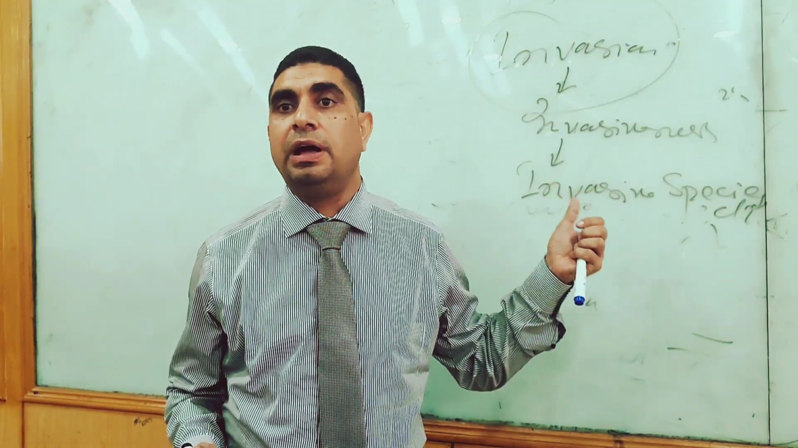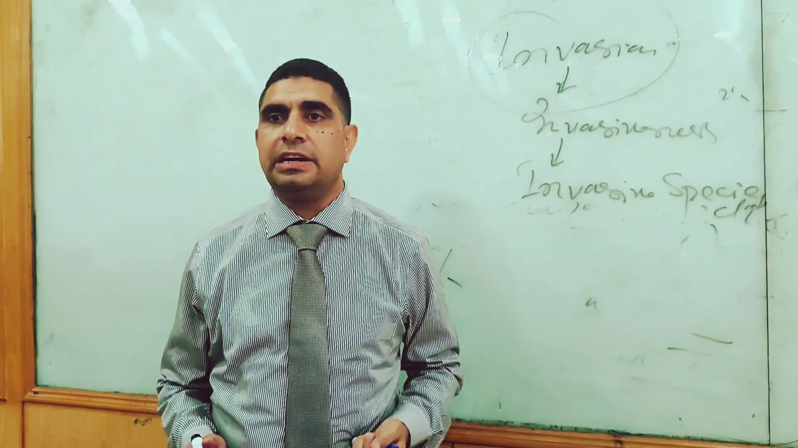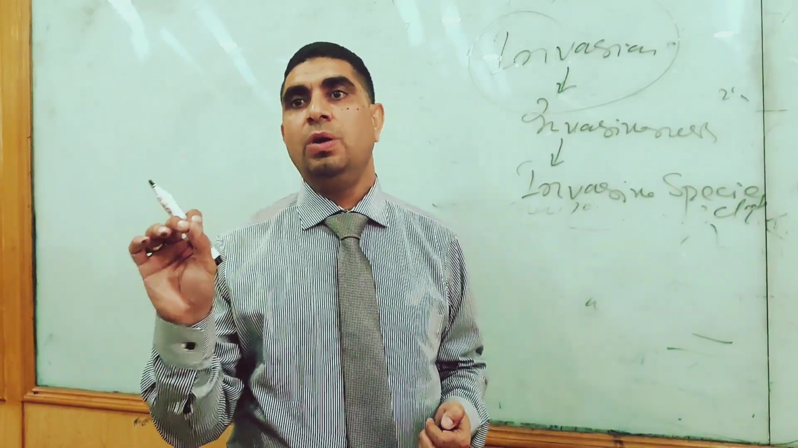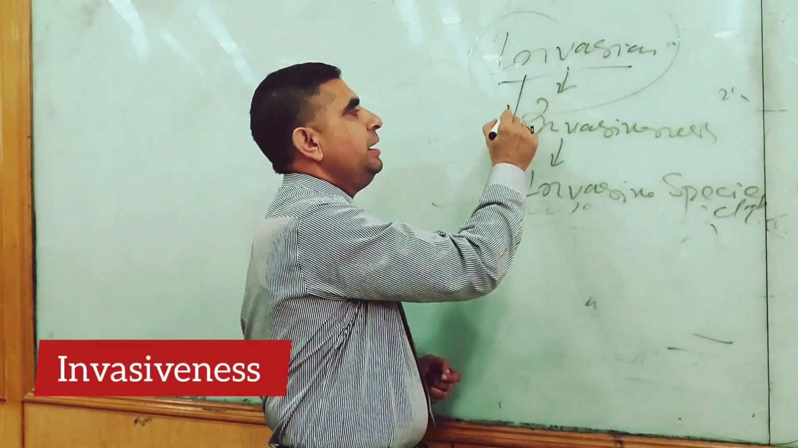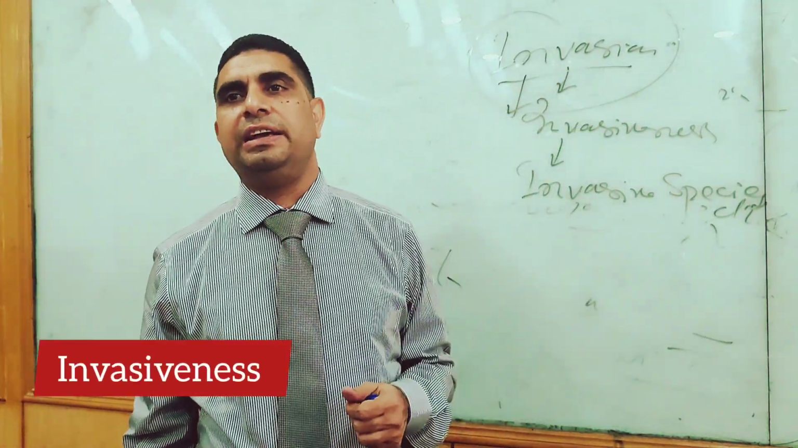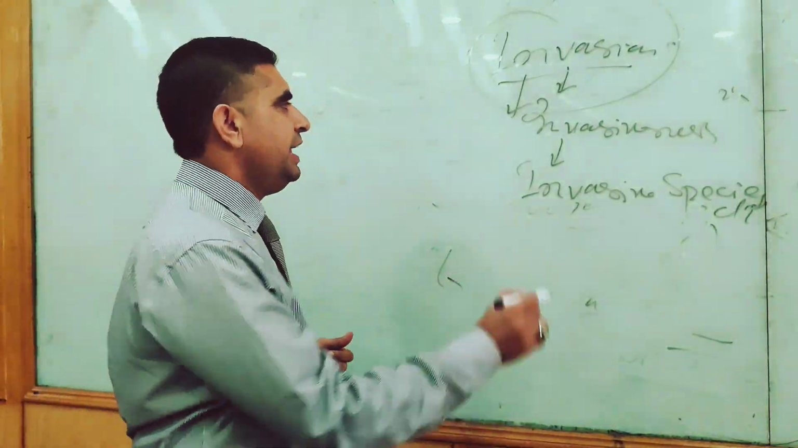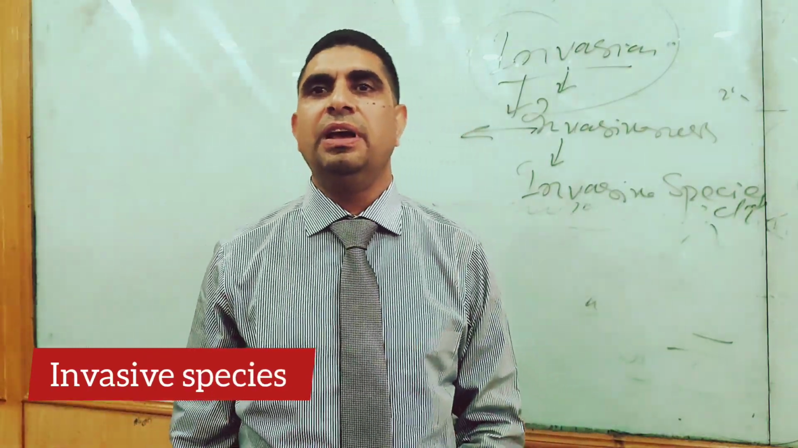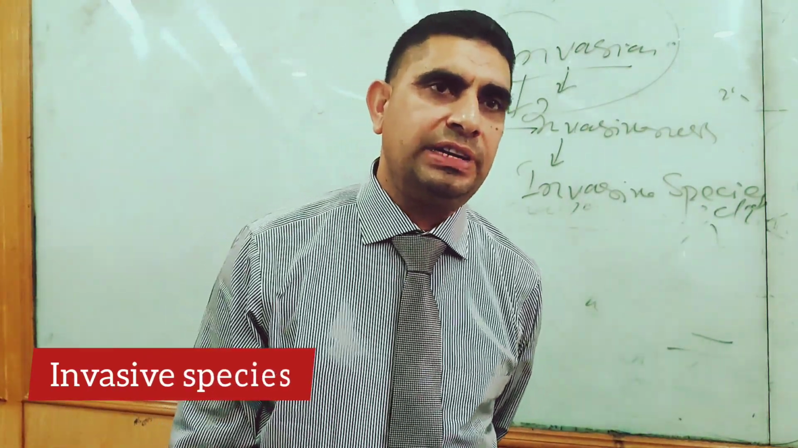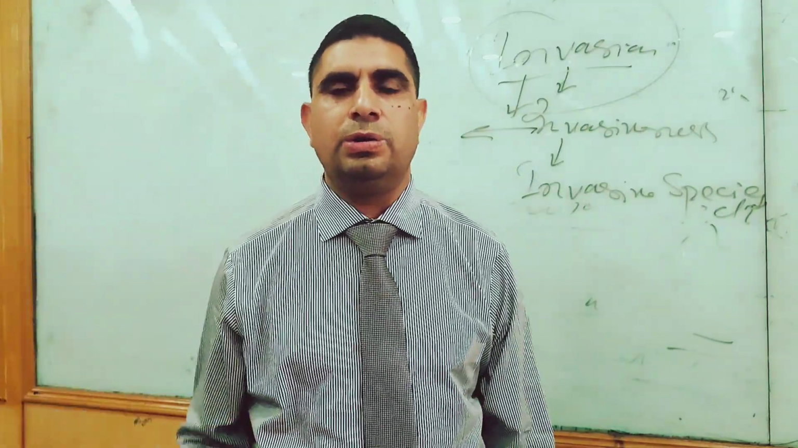So this is one of the important factors that threaten the biodiversity of your own region or local region. This is called invasion, and invasion behavior is called invasiveness. Invasive species are those species which are not native to your region. They are from outside the region, and I already told you about that.